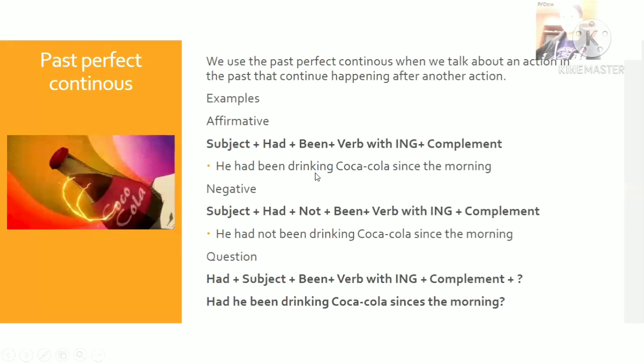In question form we have the structure that is had plus subject plus been plus verb with ing plus complement with question mark, and the example is: had he been drinking Coca-Cola since the morning? And that's all.